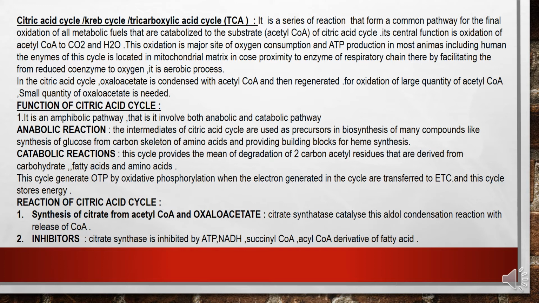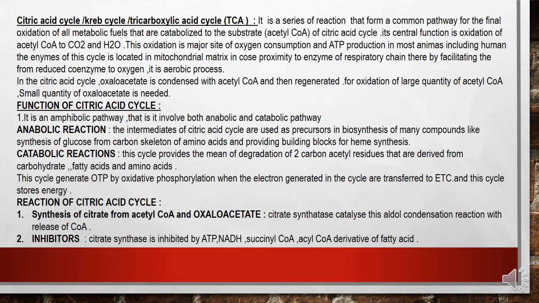Catabolic reaction: this cycle provides the means of degradation of two-carbon acetyl residues that are derived from carbohydrates, fats and amino acids. This cycle generates ATP by oxidative phosphorylation when the electrons generated in the cycle are transferred to the ETC, and the cycle stores energy. Reactions of the citric acid cycle.